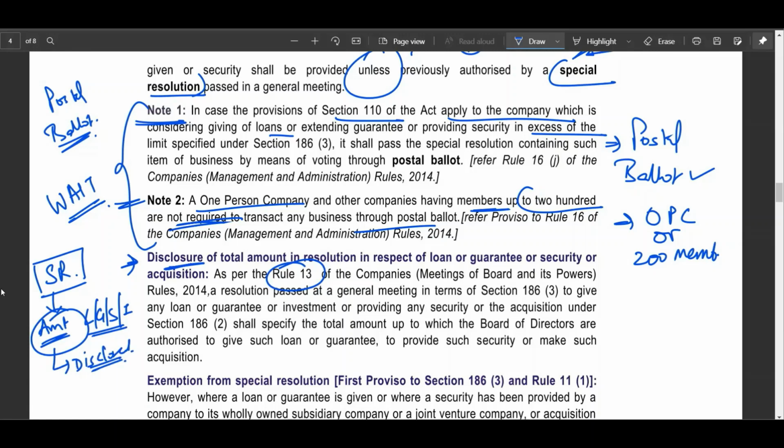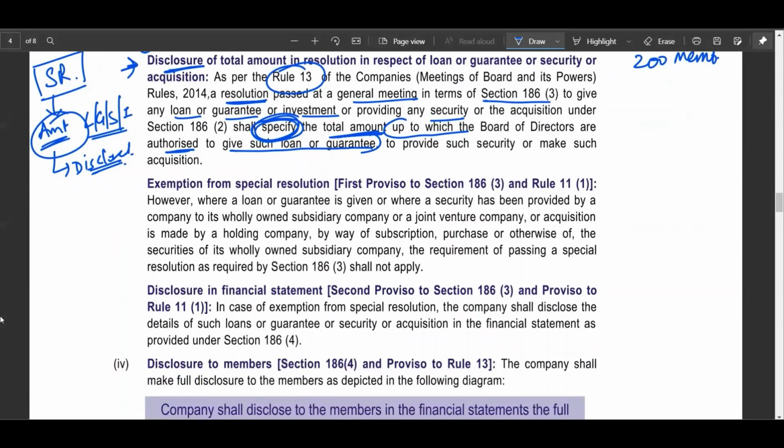All right. So let's read it. A resolution passed at a general meeting in terms of section number 186 subsection 3 to give any loan, guarantee, security, and investment or the acquisition under section number 186 subsection 2 shall specify the total amount up to which the board of directors are authorized to give such loans or guarantees. All right. So now next exemption we will study.